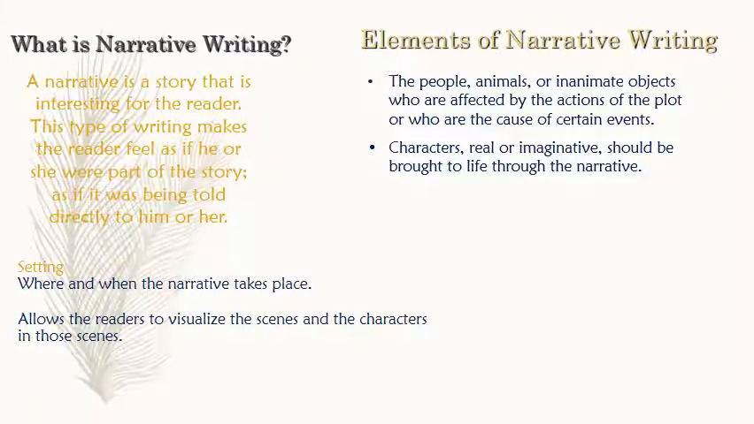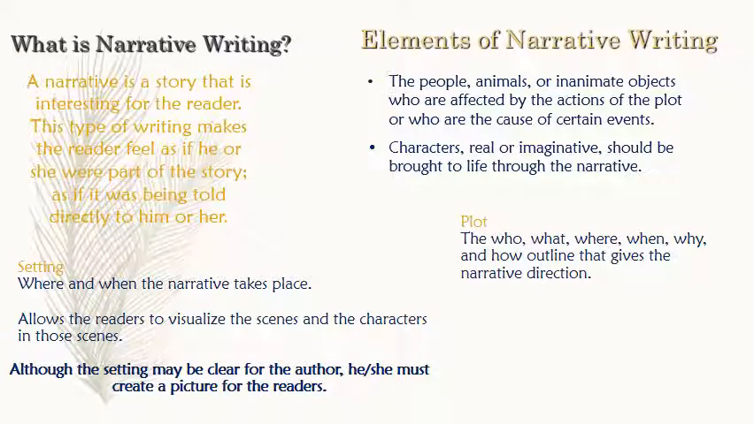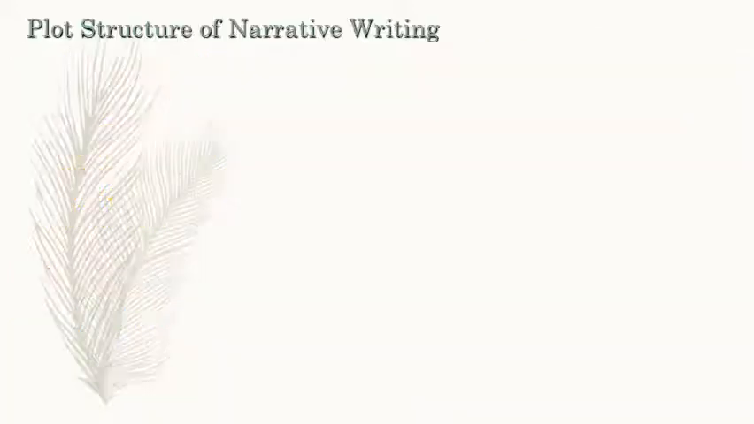If you notice, the elements of narrative writing are similar or the same as the elements of the story, since we said narrative is a story, then it must have the same elements. Although the setting may be clear for the author, he or she must create a picture for the readers. So the setting should be clear to the reader. The plot: the who, what, where, when, why, and how outline that gives the narrative direction. Or in other words, the events. The plot is the events. What is the story about?